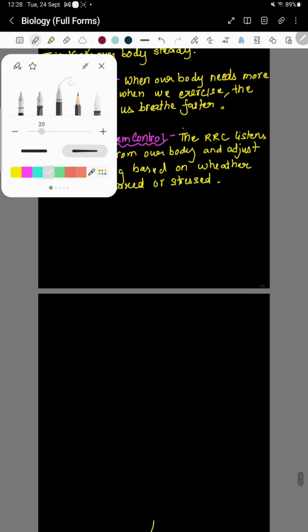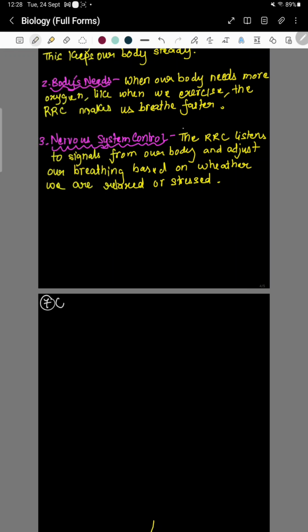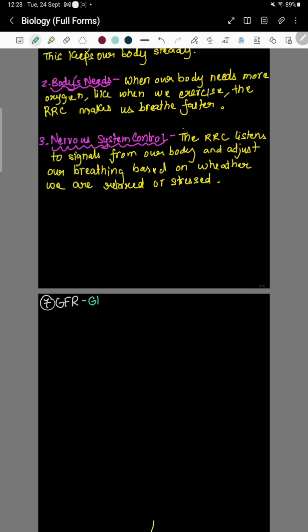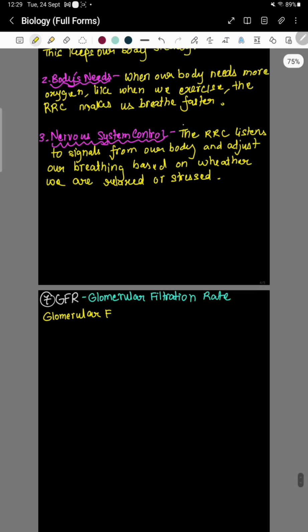Next, number 7, GFR. The full form of GFR is glomerular filtration rate.